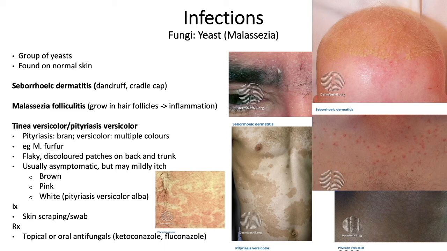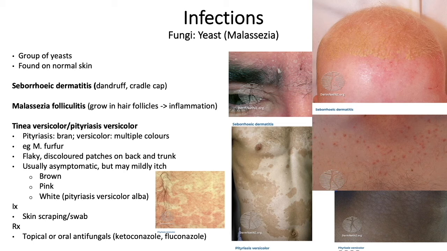Tinea versicolor or Pityriasis versicolor. This again is a bit of a confusing name. Tinea is a ringworm. It isn't a yeast infection. We'll go through tinea on the next slide. Pityriasis describes a bran-like flake, and versicolor means multiple colours. Versicolor is caused by M. furfur, and it causes flaky discoloured patches on the back and trunk. It's usually asymptomatic, but it can itch.